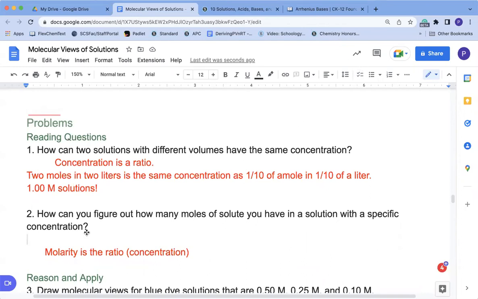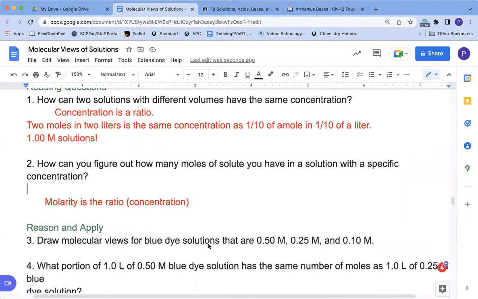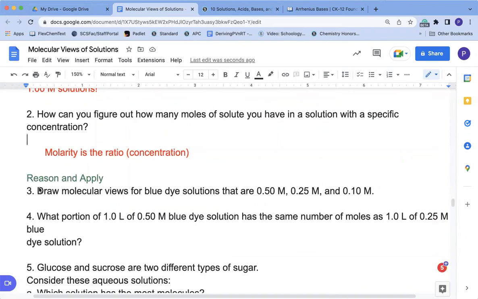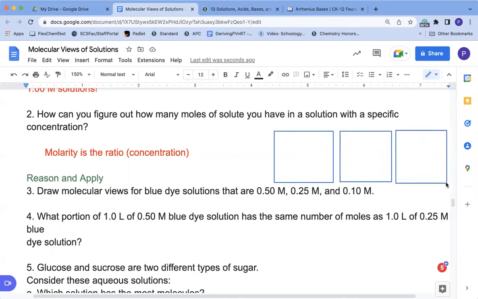Now it's your turn. You're going to be asked to draw, similar to what was done in the very first page of this, how to do, but this time it's blue dye that we're going to be working with. And I would expect you to make some squares like this. They all have to be of equal size. And it's the number of particles that you're putting in, which are going to be proportionate to the concentration. But again, they want you to use their view of these solutions. So I'm going to scroll back and take a look at that first page in just a minute. But you're going to have a box for 0.5, a box for 0.25, and a box for 0.1.